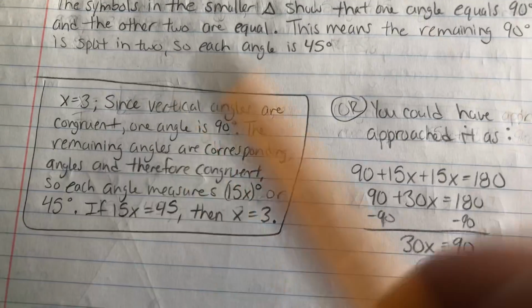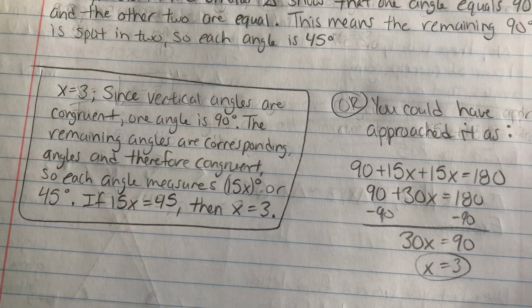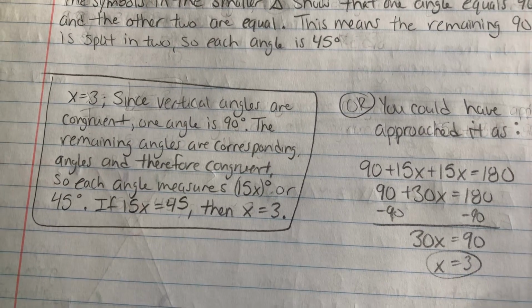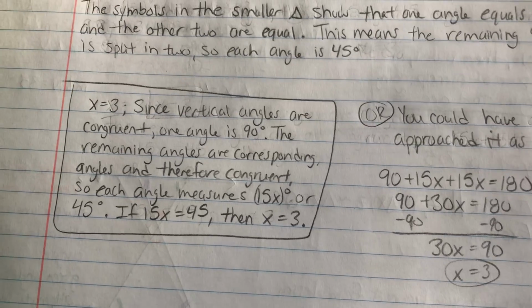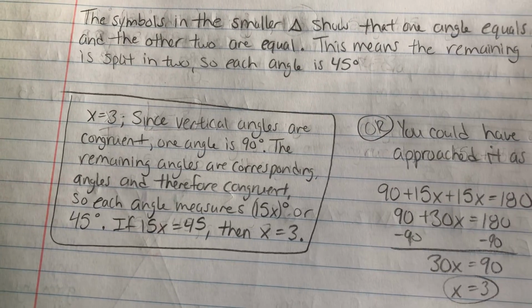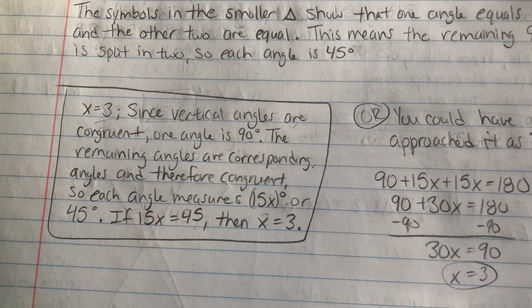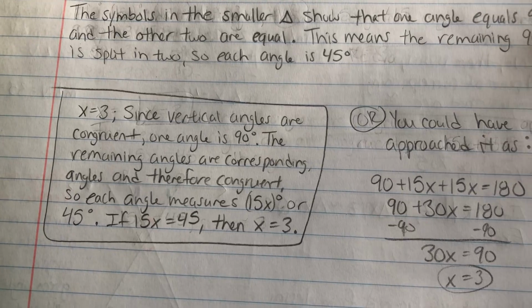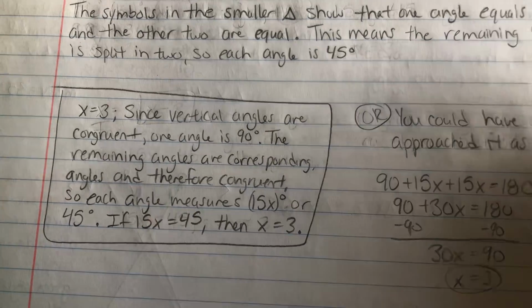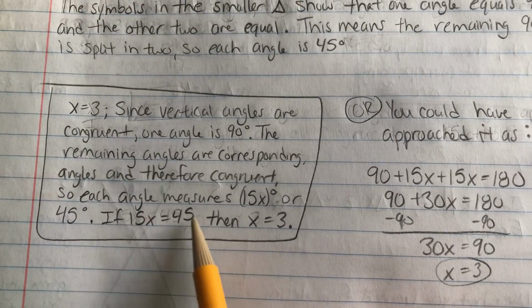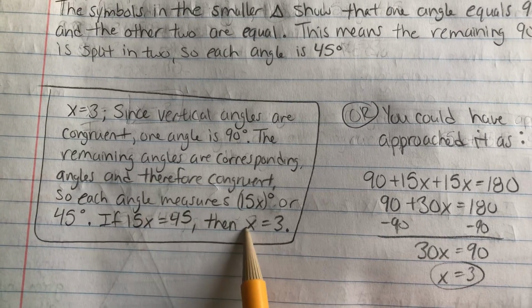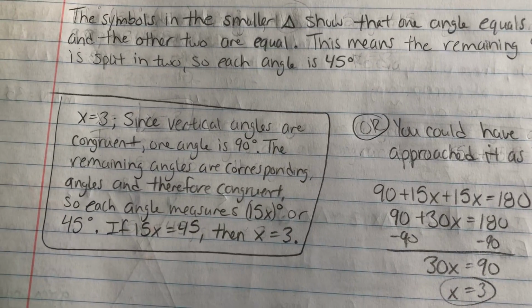Since the vertical angles are congruent, the angle is 90 degrees. The remaining angles are corresponding angles and therefore congruent. So each of those angle measures 15x degrees or 45 degrees. If 15x equals 45, we divide, the value of x has to be 3.